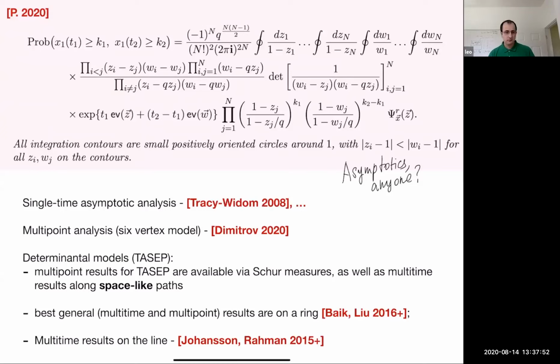Asymptotic analysis has been done in many models. Of course, beyond determinantal, it's much more complicated. In the ASEP single time, single space, it was done by Tracy and Widom. For the six vertex model, the two-point analysis was done.